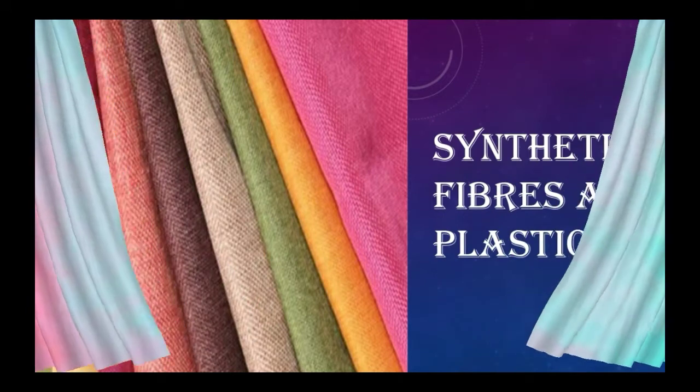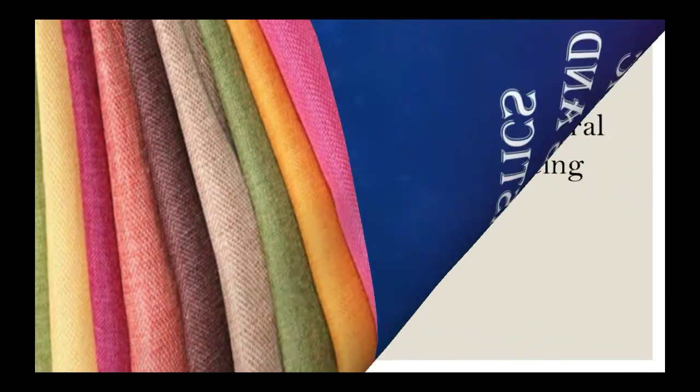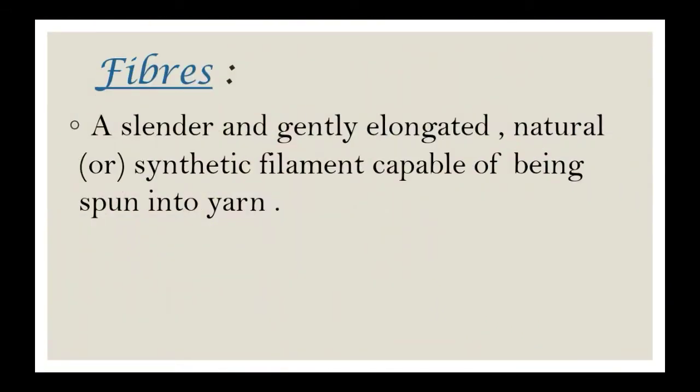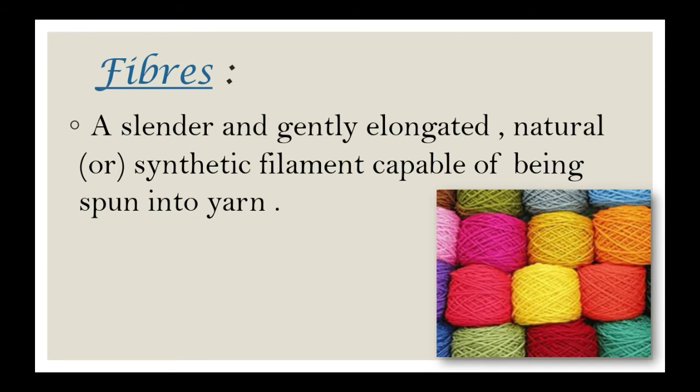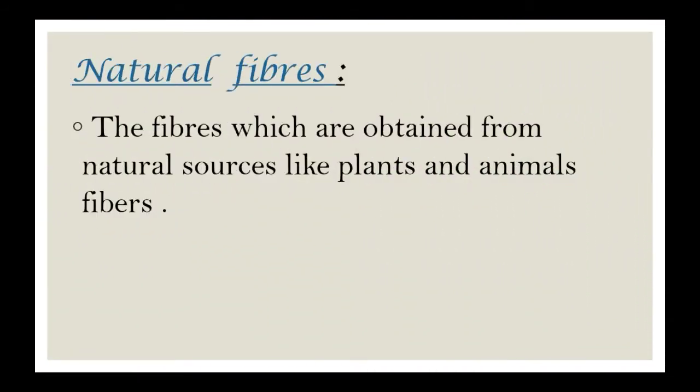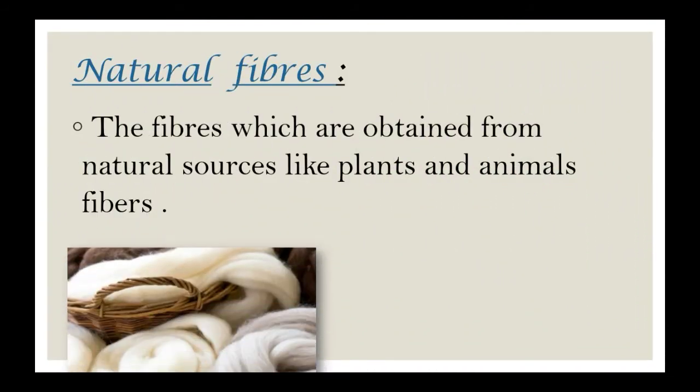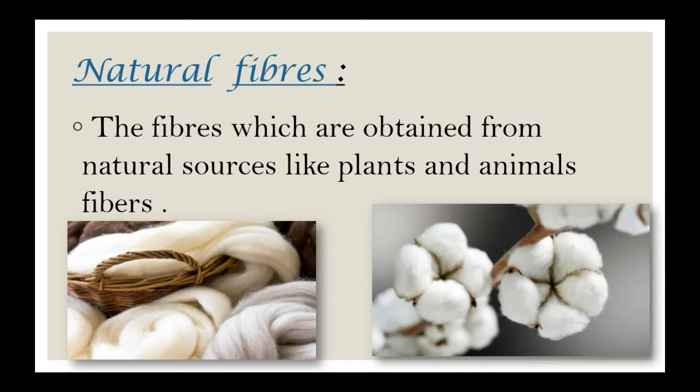We are going to look into a new chapter, that is synthetic fibers and plastics. First, what are fibers? A slender and gently elongated natural or synthetic filament capable of being spun into yarns. These fibers are classified into two types, natural fibers and synthetic fibers. First, let us look into natural fibers.